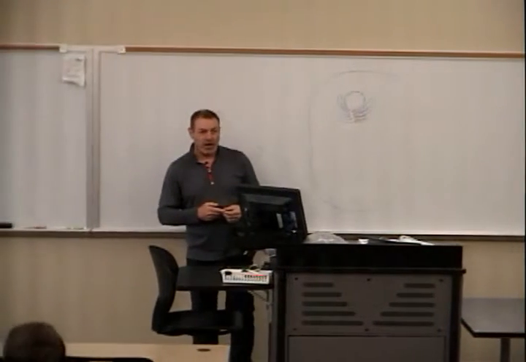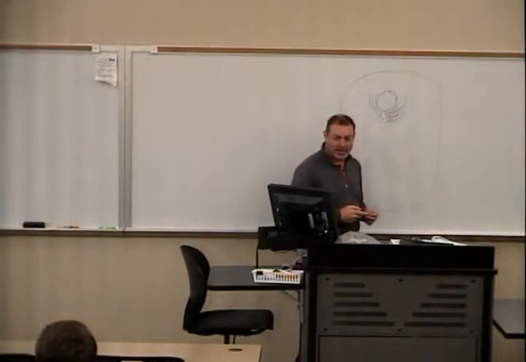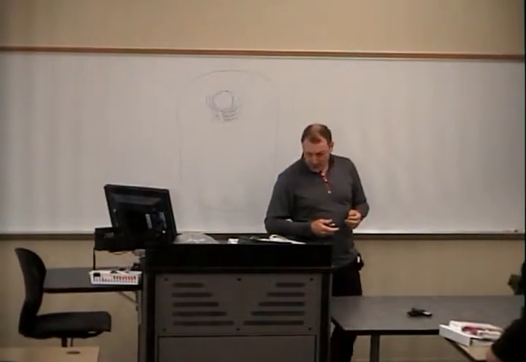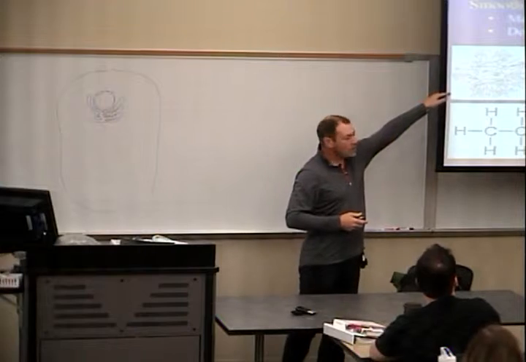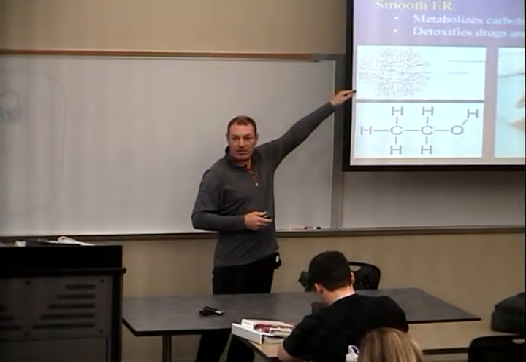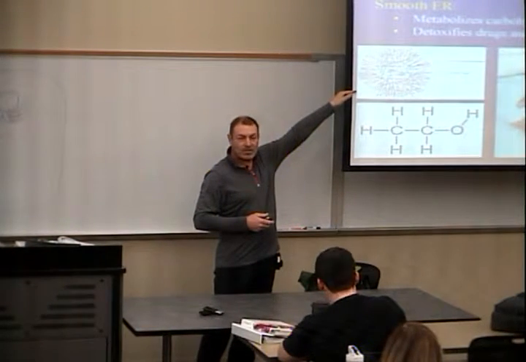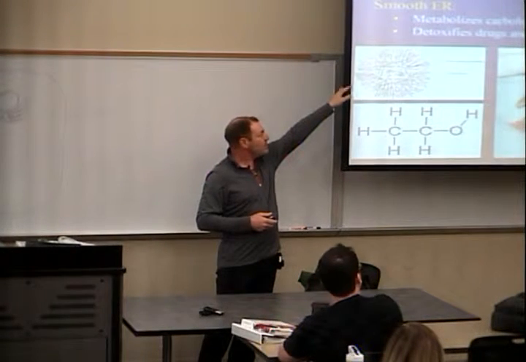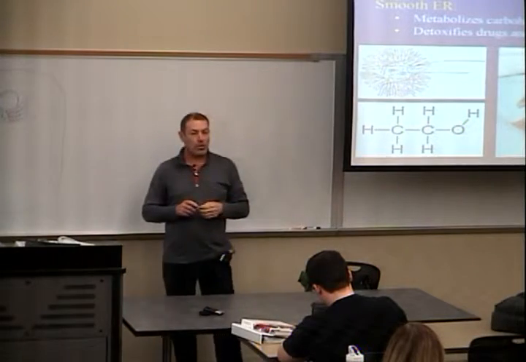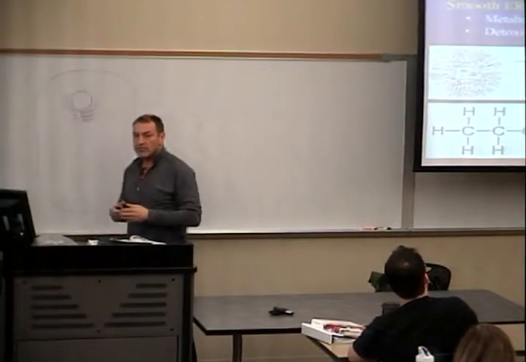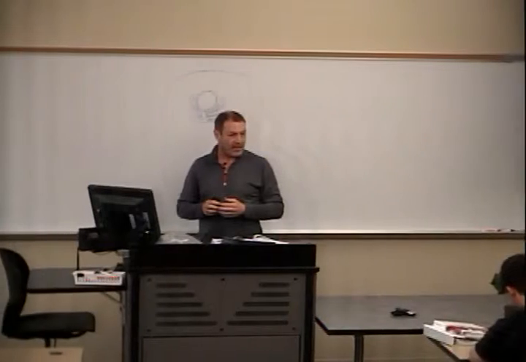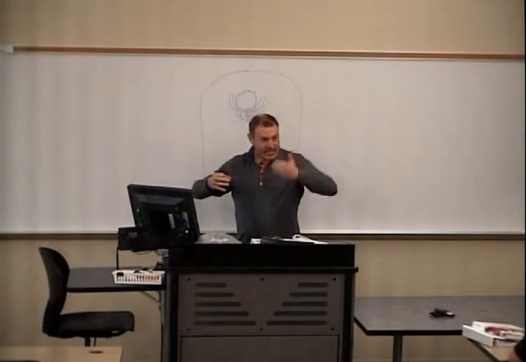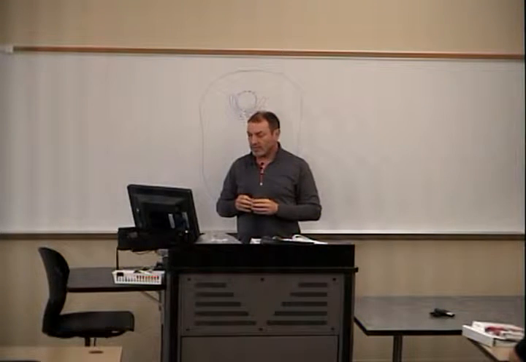So another role of smooth ER is this is where you metabolize your carbohydrates and where you detoxify drugs and poisons. Do you recognize this as being a glycogen molecule? And glycogen is a polymer of glucose. So you're going to have a lot of glycogen stored in and around your smooth ER. So the minute you need glucose, that's where it's going to get broken down and glucose will get released.